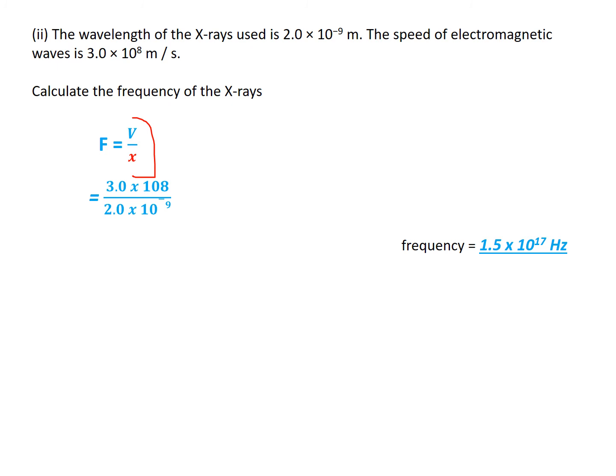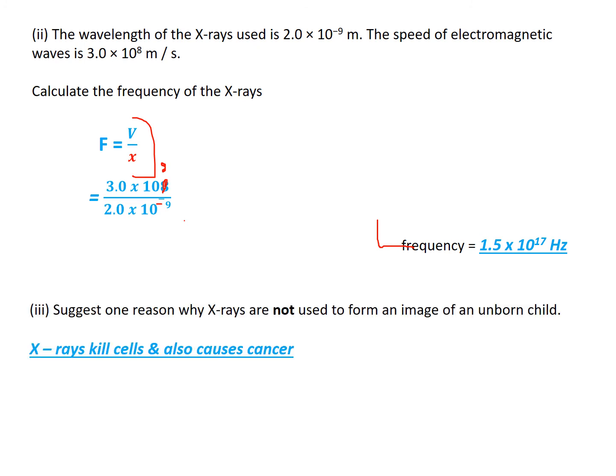3.0 multiplied by 10 to the power of 8 upon 2.0 multiplied by 10 to the power of -9. The answer is frequency is equal to 1.5 multiplied by 10 to the power of 17 hertz.